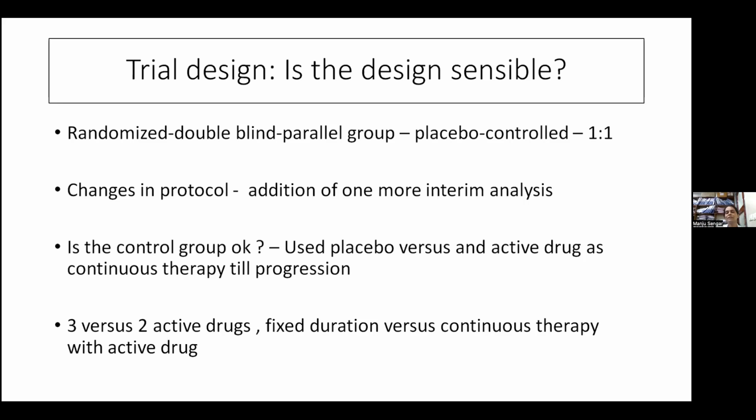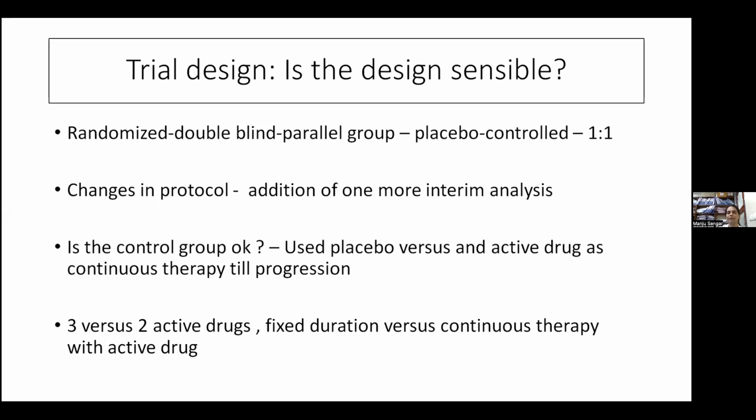What is not mentioned is that after the initial study started, in 2016, they introduced one more interim analysis, which they have not mentioned. And the reason for this was the event rate was lower. And this was in 2016. The second thing which comes to mind is the control group.